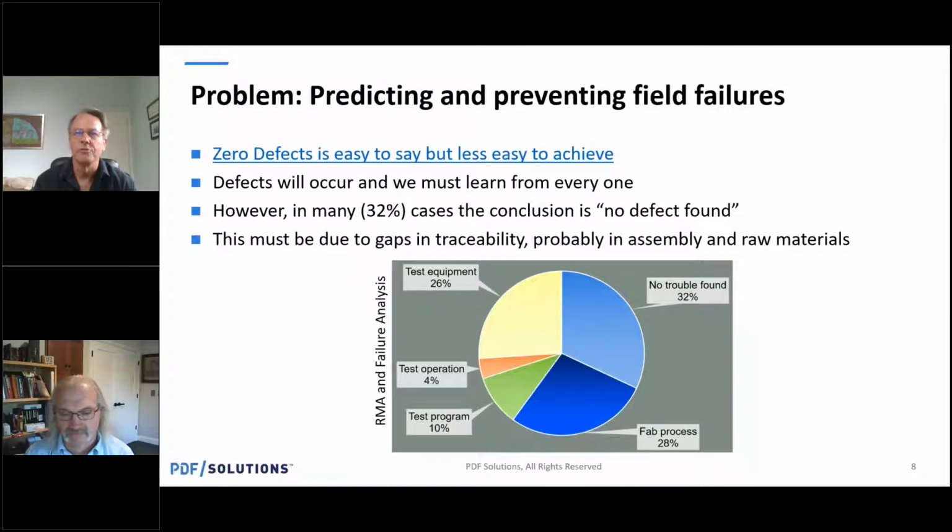And this chart below shows that 32% in this case were no trouble found as the final conclusion of the recall, which means that for those recalls, we never learned anything and we never improved anything in terms of reliability, which is a significant problem. And that's probably because of the gaps in collecting data and traceability from the assembly and raw materials that took place after wafer sort. Next slide, please.